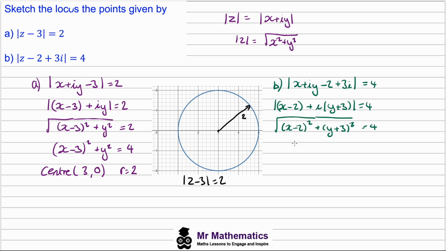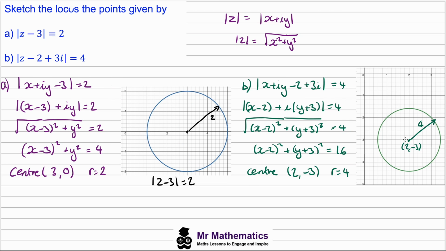So now we can cancel out the square root by squaring both sides. So we've got x minus 2 squared plus y plus 3 squared equals 4 squared, 16. So we can see in this circle, we'll have a center at 2 and negative 3, and the radius will be equal to the square root of 16, 4. If I just make some space so I can sketch the diagram, the circumference of this circle represents all the points that satisfy the magnitude of z minus 2 plus 3i being equal to 4. Okay?